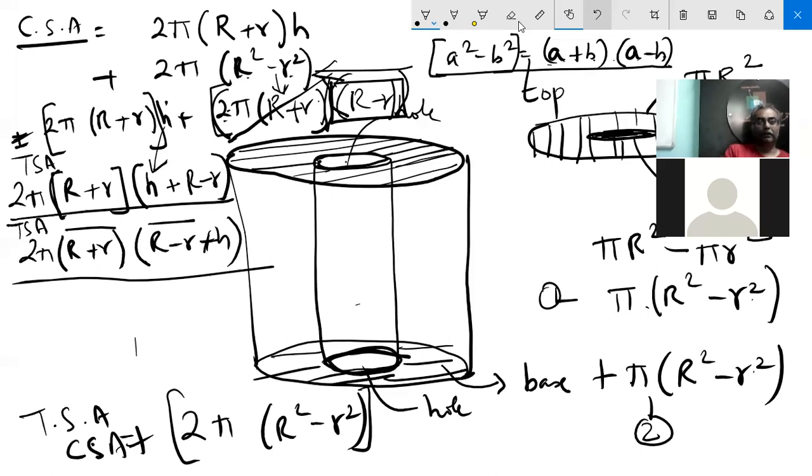Okay, sir. What is CSA alone? CSA is 2 pi r plus r into h. Very good. 2 pi r plus r into h is CSA, and 2 pi r plus r into r minus r plus h is TSA. Both these things you have to remember.